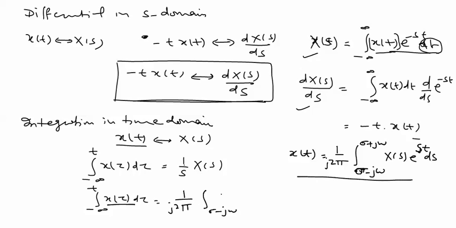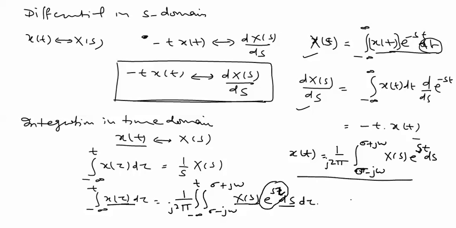Sigma minus j omega to sigma plus j omega X(s) e power st ds. Now the integration limit is minus infinity to t, d tau. With the complete expression, t is converted into tau because the function is defined in tau. This is not a function of t, it is constant. The integrating term is only this one. We integrate this term and then apply the limits, and we get the result.